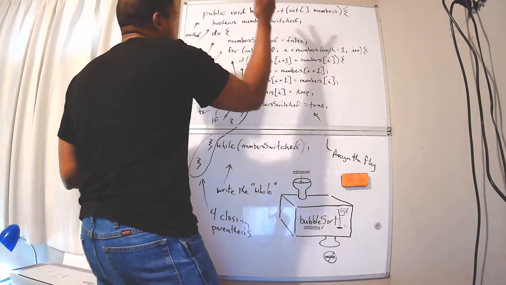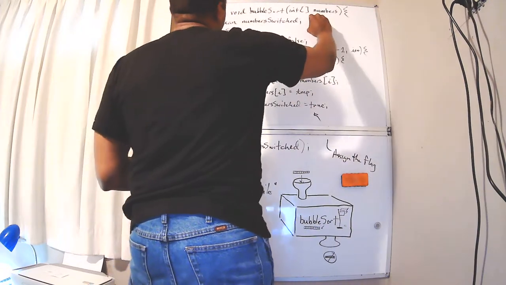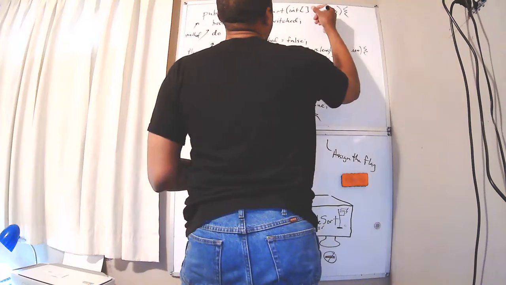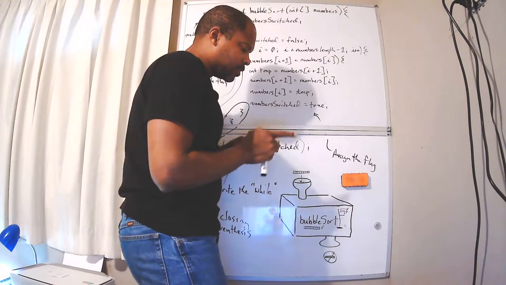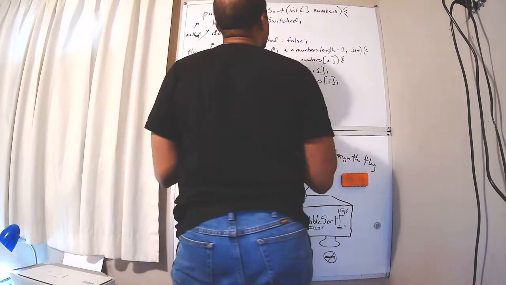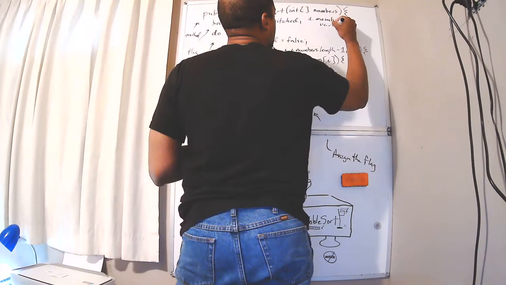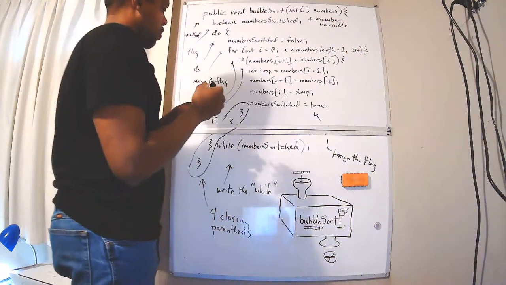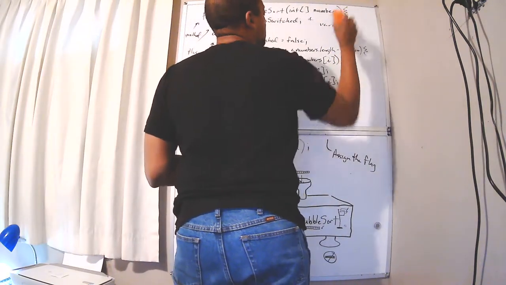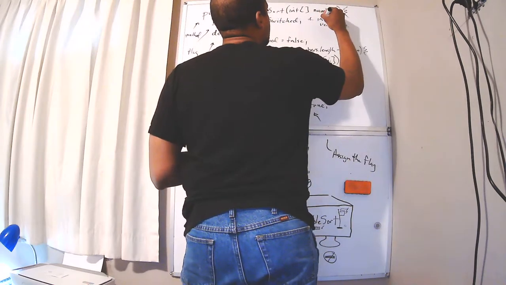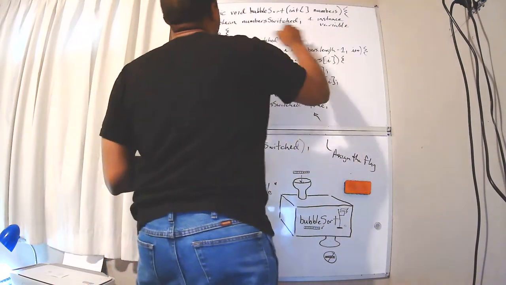So I have the flag. So I think of the method, think of the flag, the member variable. Or the instance variable, excuse me. So there you go. The member variables are for classes. Instance variables are for methods. This is not a class. This is a function. So this is an instance variable.